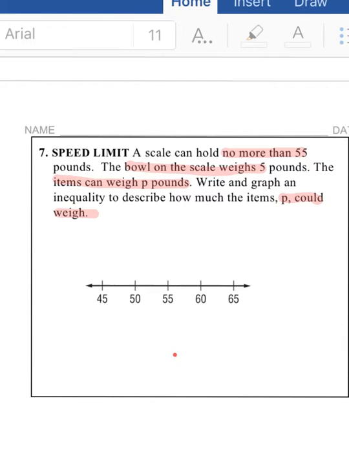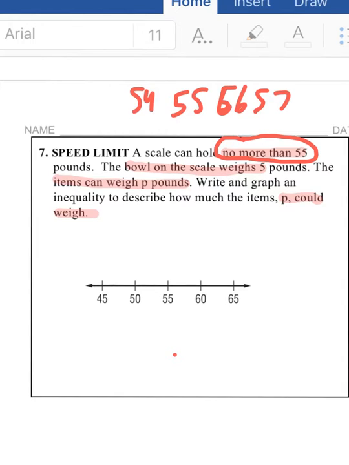So I know p has to be what the items could weigh. But the first thing I'm going to start with is the no more than 55 pounds. So I'm going to write a couple helper numbers: 56, 57, 54, 53. So the scale can hold no more than 55. So no more, it cannot hold anything more. So I know whatever goes on that scale has to be less than or equal to 55 pounds. So that's the one side of the inequality, whatever goes on that scale.